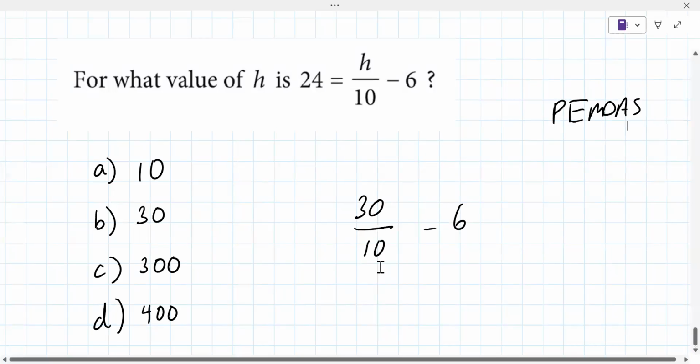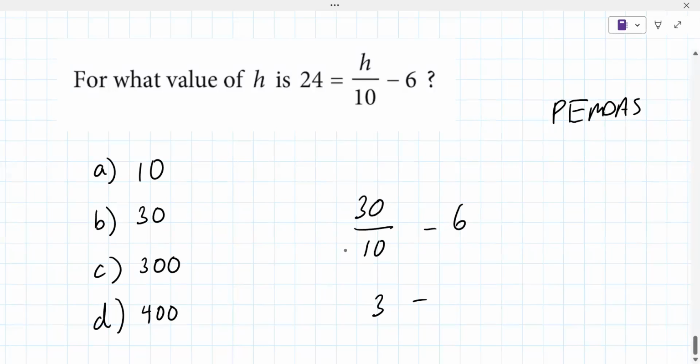Okay, what is 30 divided by 10? That's 3. Okay, what is 3 minus 6? That's gonna be -2. It is not -2. Try again. -9. It is not 9.